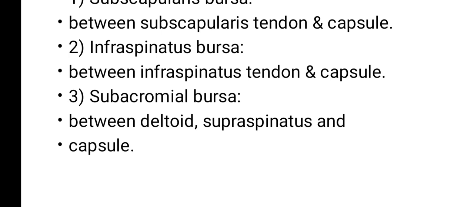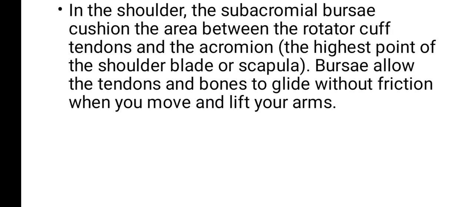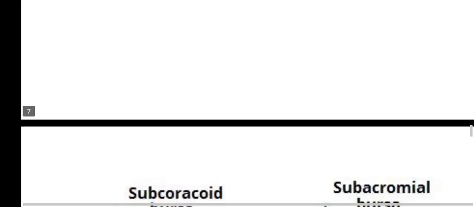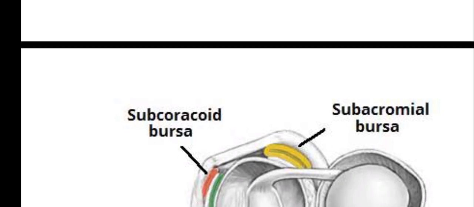Okay, you get to see that it's between the deltoid muscle and the supraspinatus muscle, so it is between many muscles, and most of these muscles move. As they move, this can actually get injured. In the shoulder, the subacromial bursa cushions the area between the rotator cuff tendons and the acromion, that's the highest point of the shoulder blade, the scapula. Bursae allow the tendons and bones to glide without friction when you move and lift your hands. So I would say bursitis is common when you do overhead jobs, like when you paint your house.